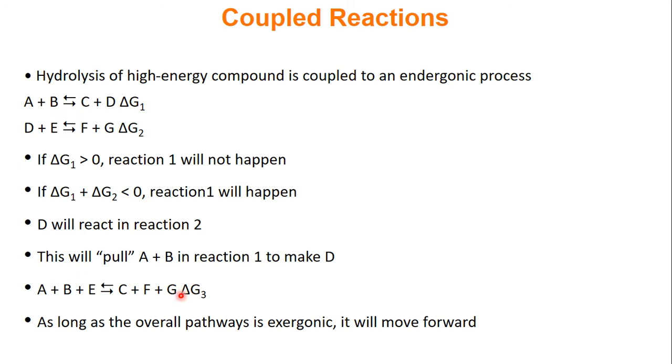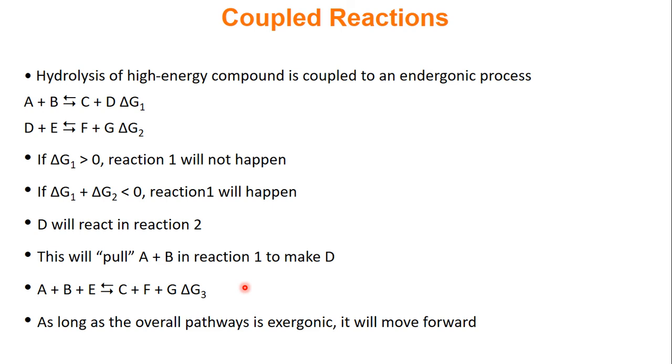So you could actually combine these reactions. You could say A plus B plus E makes C plus F plus G. Notice that since D is made and consumed, it's actually not part of your final reaction. And this delta G, which is G1 plus G2, we call that G3. And this is actually a topic we covered in Gen Chem.